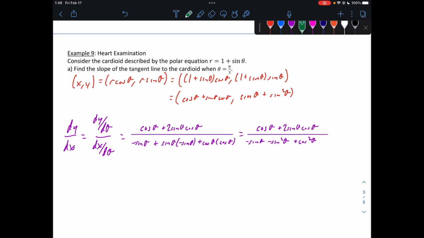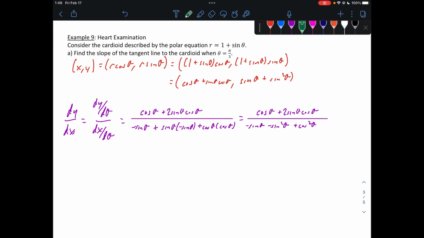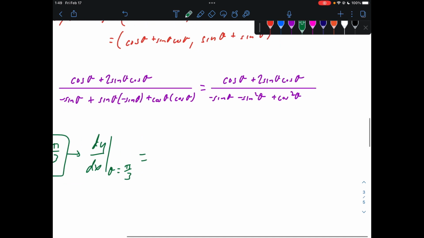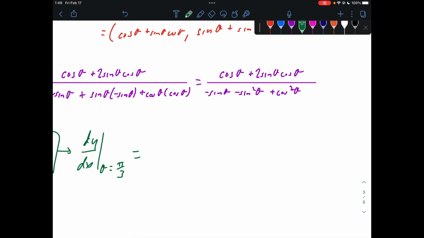Okay. Next, we want to find the slope at theta equals pi over 3, right? So that's next on the agenda here. That's going to be dy/dx at theta equals pi over 3. Need our unit circle knowledge for this. So we have cosine of pi over 3.